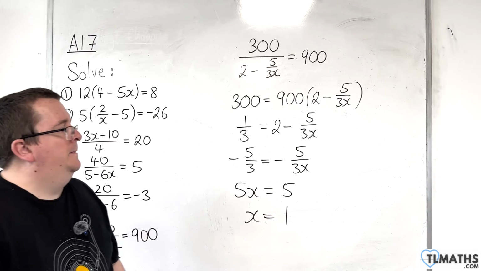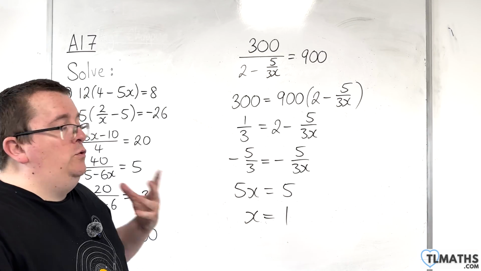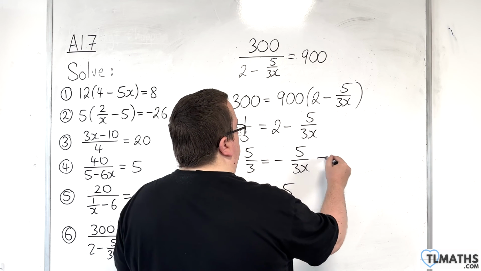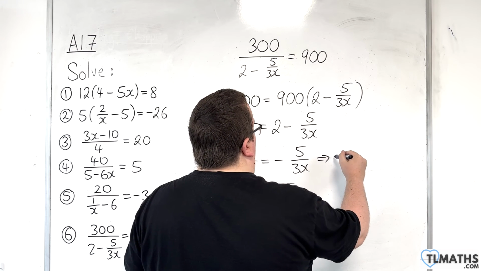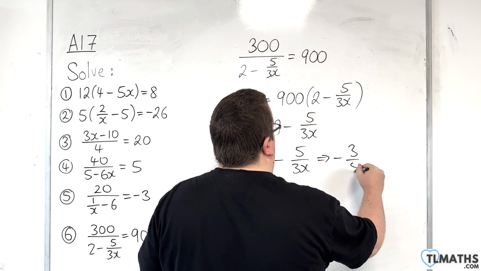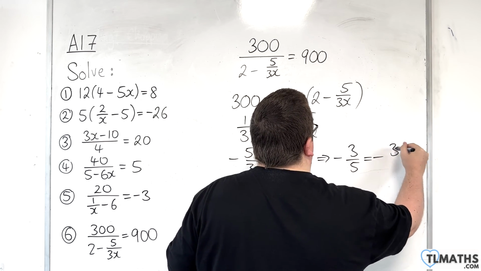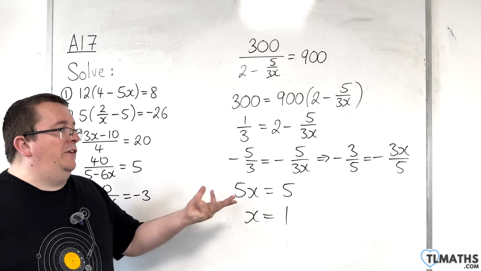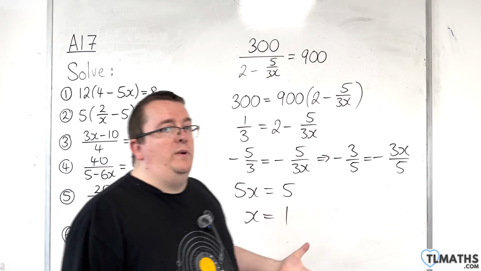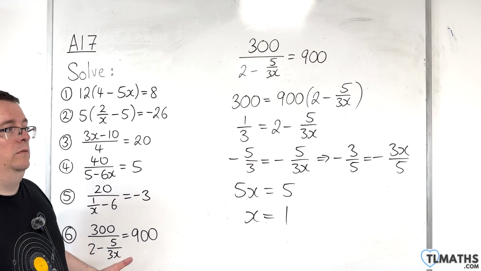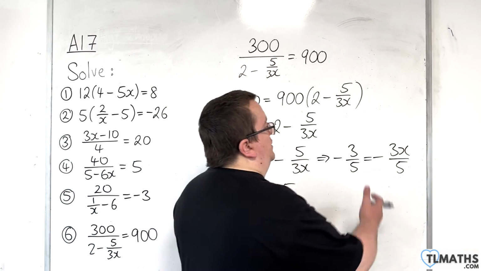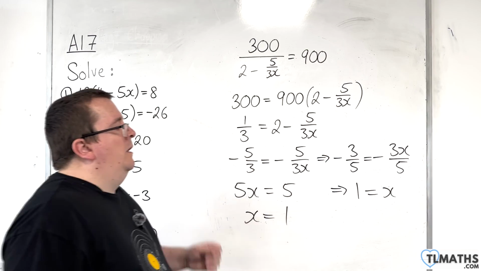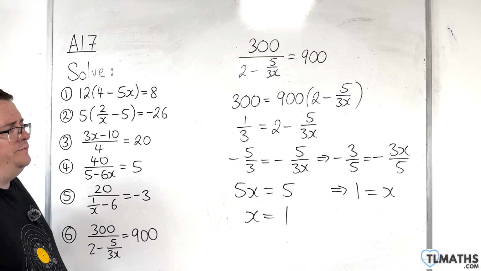Okay. At this stage, if you wanted to just find the reciprocal of both sides to manipulate it, and you got minus 3/5 is equal to minus 3x over 5, because you just wanted the x in the numerator, that's a perfectly valid thing to do, just like we did with the previous example. Okay? And then you could divide both sides by minus 3/5, for example, to get your answer.